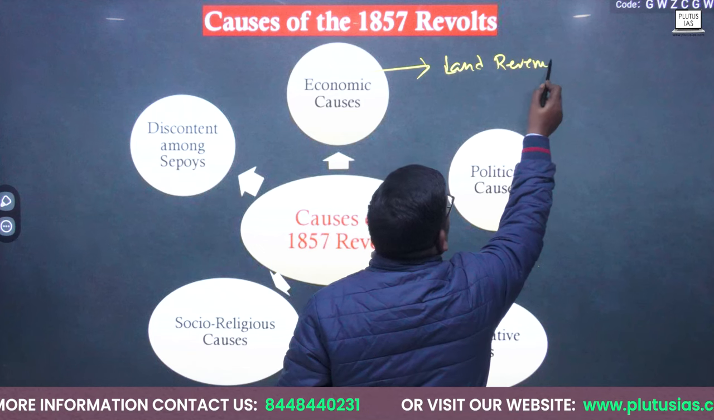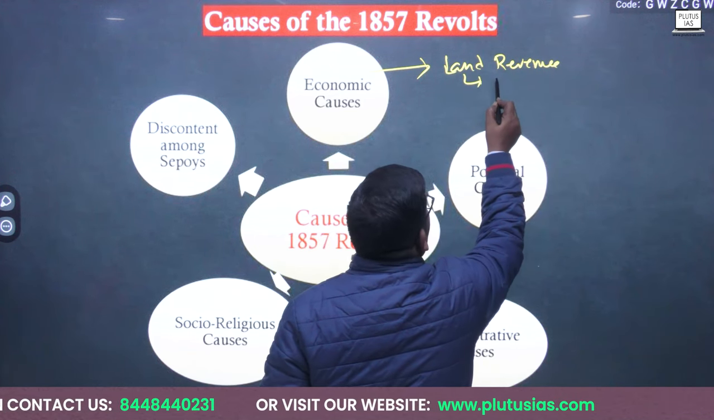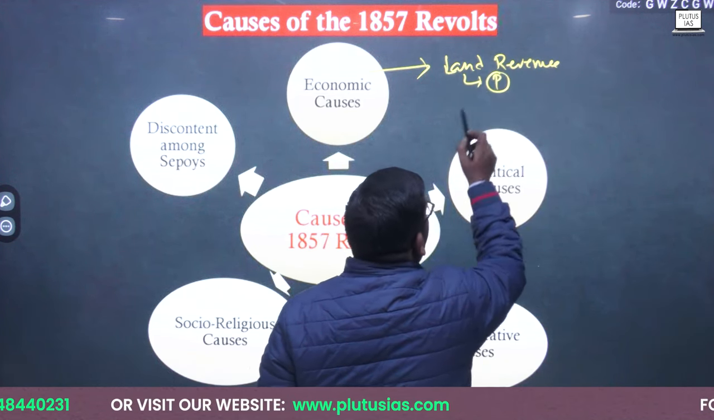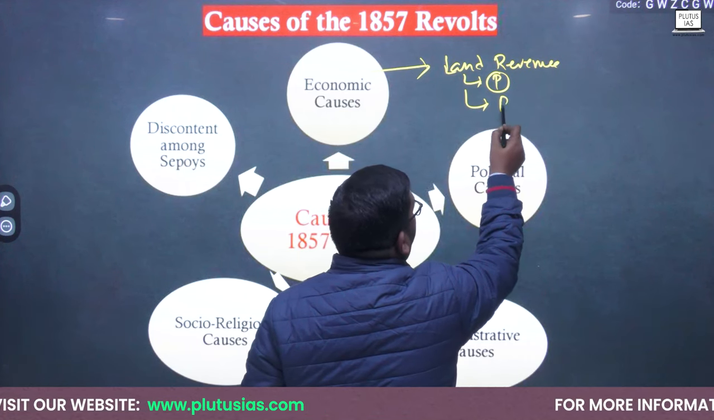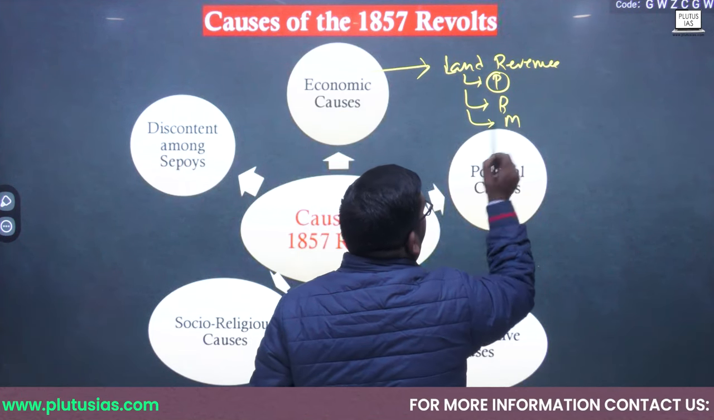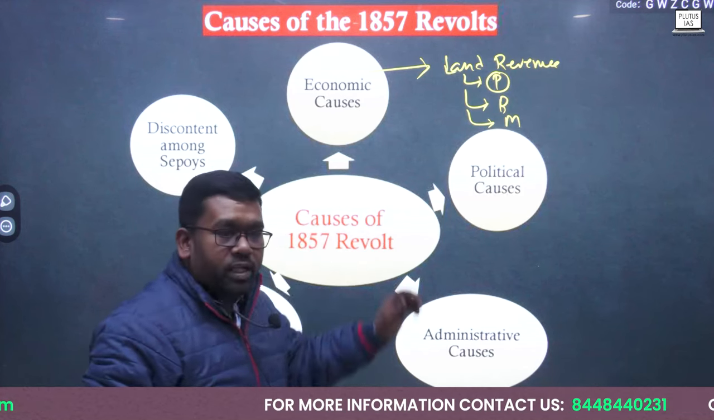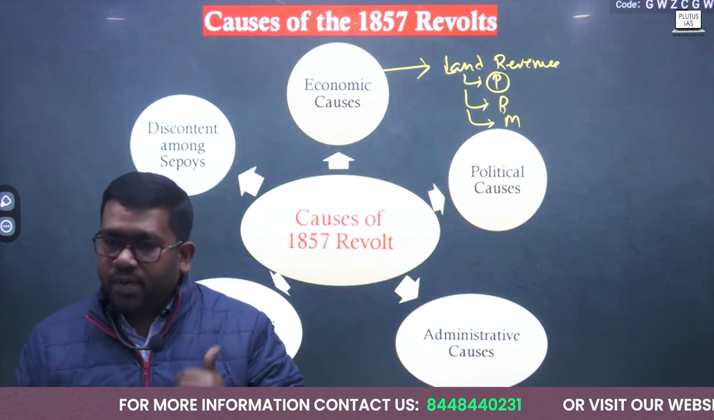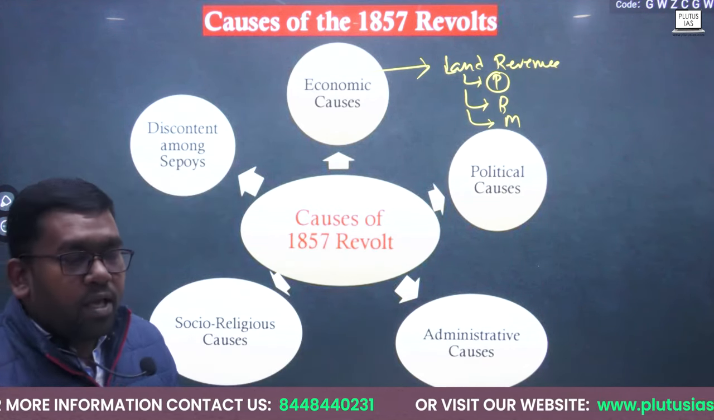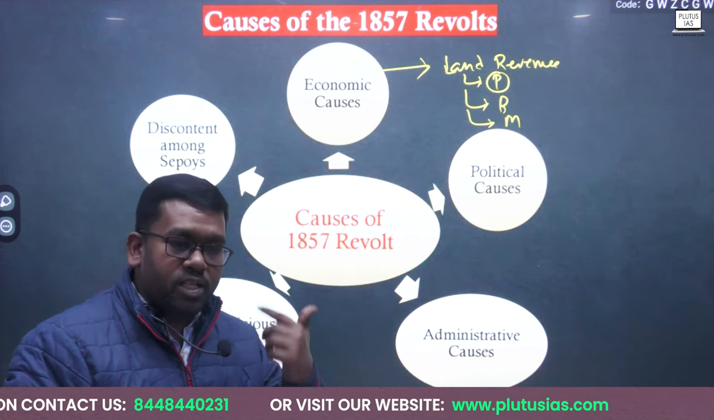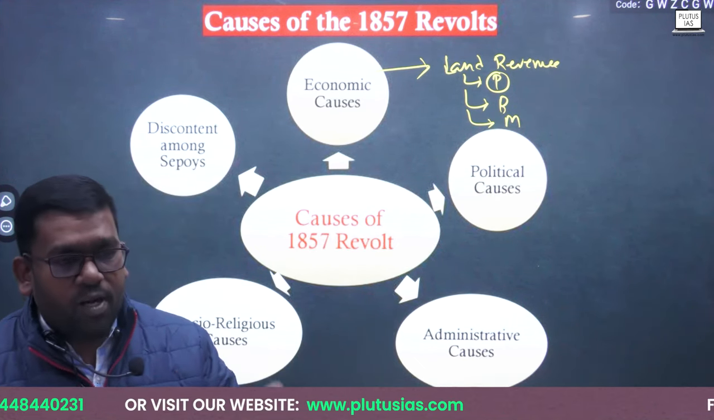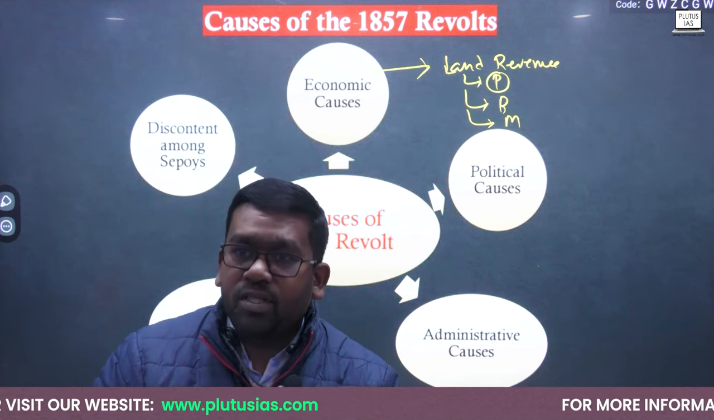In case of land revenue, we have seen that there was the Permanent Settlement, then the Ryotwari, then the Mahalwari. These all three were exploitative in nature, as we have seen in the previous chapters. That is why the people were not happy. Peasants were not happy. Zamindars were not happy because they were getting only 10% of the total share.